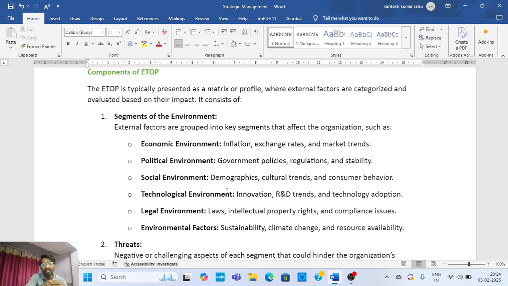Then the technological environment, where it deals with innovations, R&D trends, and technology adoption. Then the next one is the legal environment, where we discuss laws, intellectual property rights, and compliance issues. Environmental factors like sustainability, climate change, and resource availability. The resource availability in the organization to enhance the external factors, and climate change can also affect business organizations and sustainability, right?